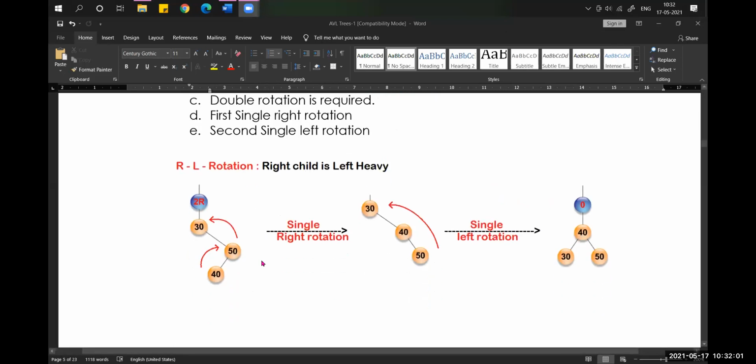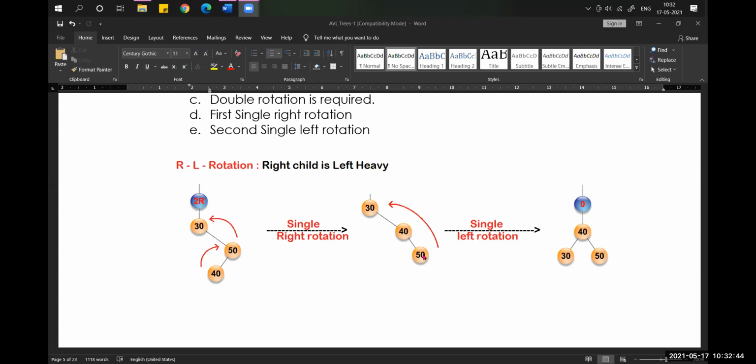So RL rotation means right side first, next left side. Now look at this picture. So this is the imbalanced tree. Now first, which rotation do we have to do? Right rotation. Right rotation in the sense that nodes have to move to the right side. So the nodes moving to the right side is the first step. Here, 40 is present as the left node, right? It has to move to the right side. When it goes right rotation, it goes up. So 40 comes here.